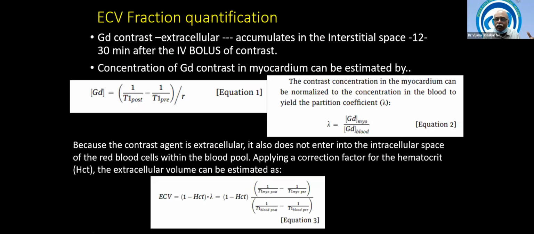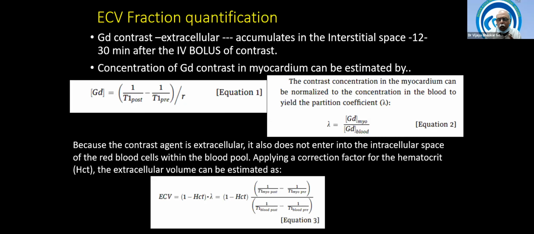Now, how do you calculate the extracellular matrix or ECV fraction? Simple. Signal from the myocardium, pre and post. Signal from the blood, because the contrast is there. Signal from the blood, blood volume, blood pool, pre and post. You subtract it.